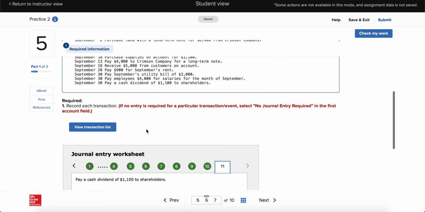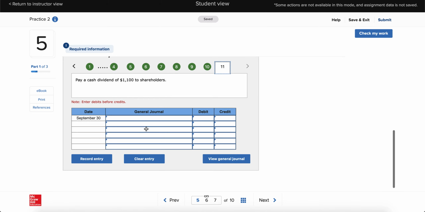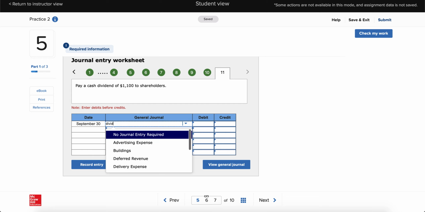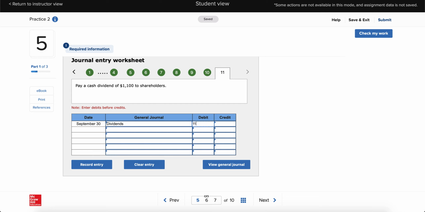And then, this is the last one of the transactions here. I pay a cash dividend to my shareholders. So I'm going to increase the dividends amount by $1,100. And I actually paid this. So there's a credit to cash for $1,100.